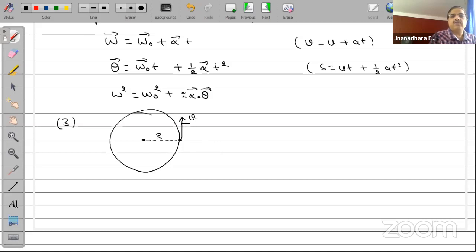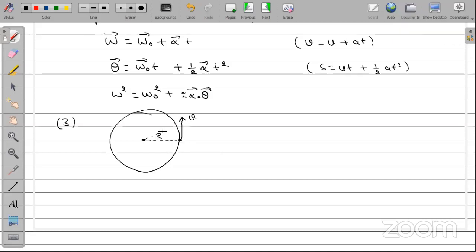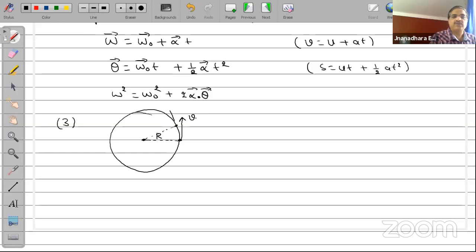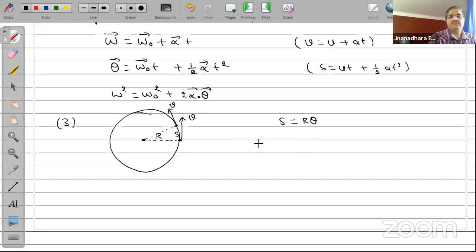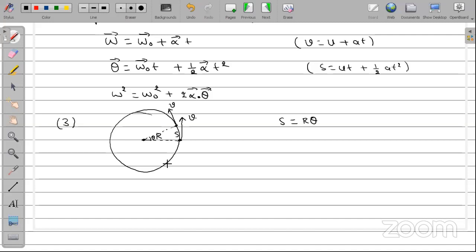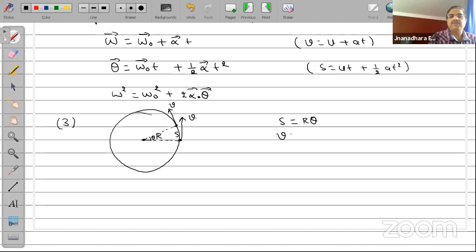Then you can show that a particle would travel to some point here, and the velocity would again become tangential, v. Now this is S. You can prove that S will be equal to r theta, where angle theta is this. Similarly, you can also prove that v will be equal to r omega, where omega is the angular velocity. v is the tangential velocity, or the velocity of the particle. And then you can also show that the tangential acceleration a_t will be equal to r alpha. This is something that you can always show.